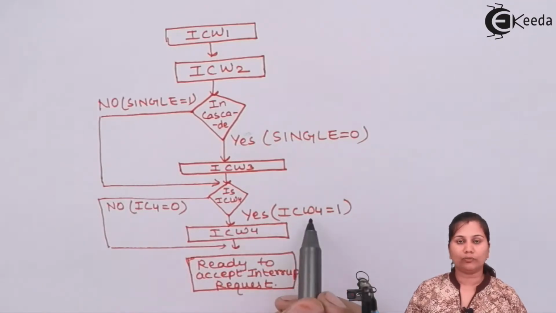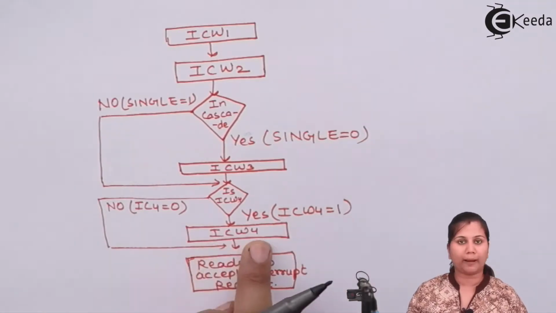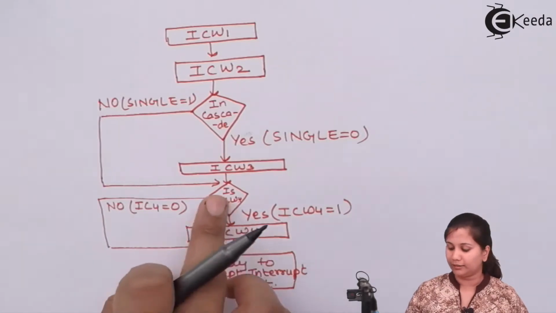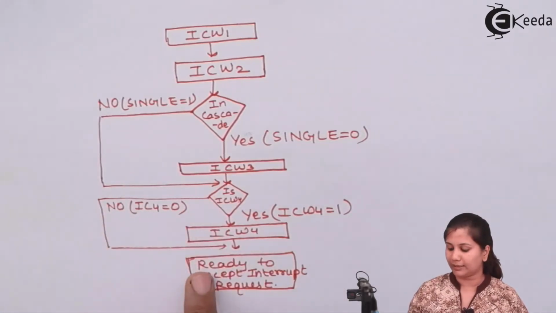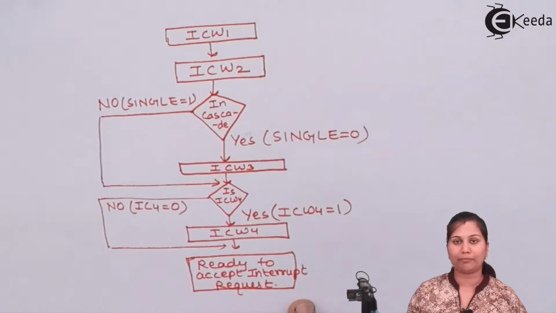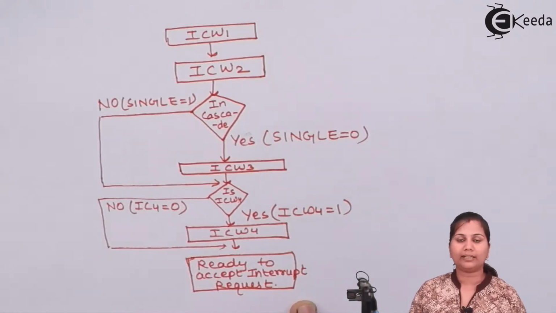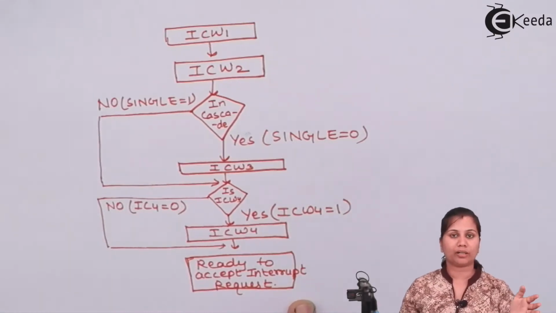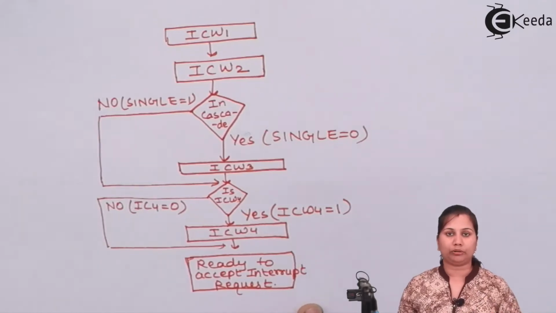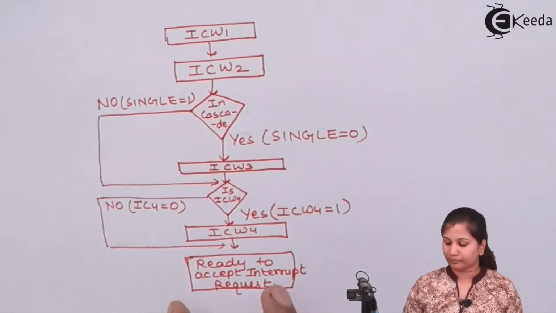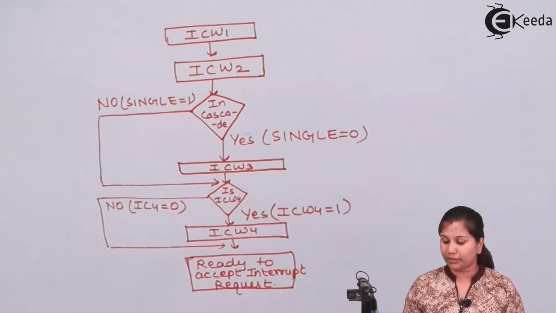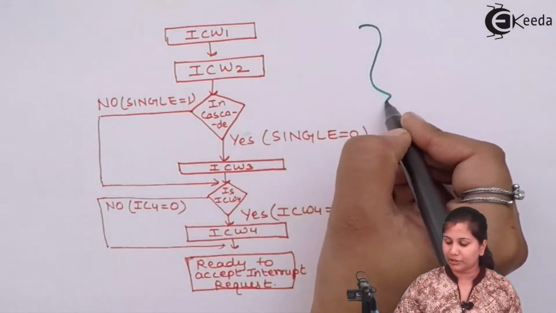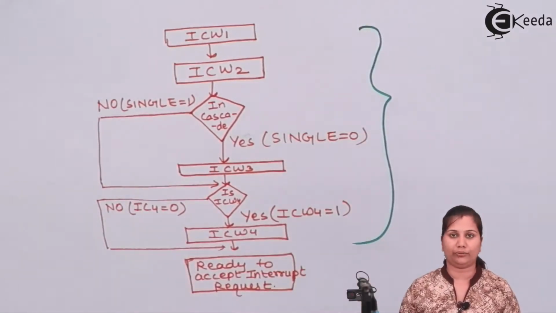If it is equal to 1, then only the fourth command word will be executed. Otherwise, the next step is that the 8259 is ready to accept the interrupt request from all the input output devices. So that will be done. So this is describing the initialization process of 8259.